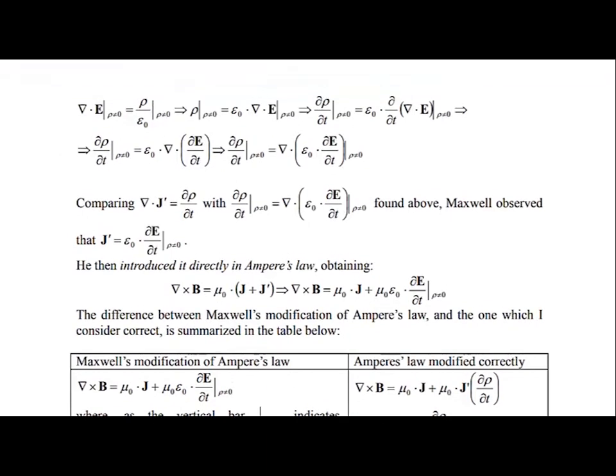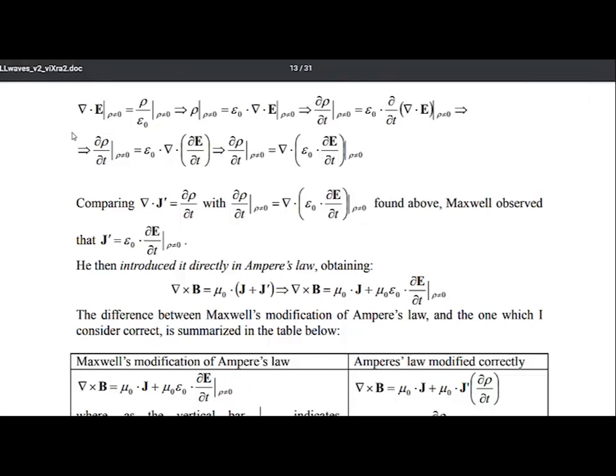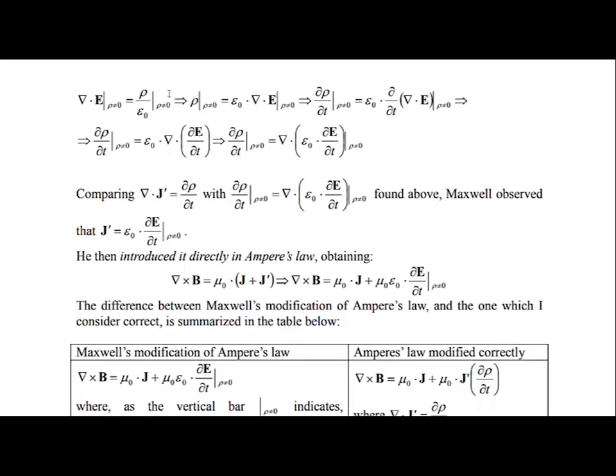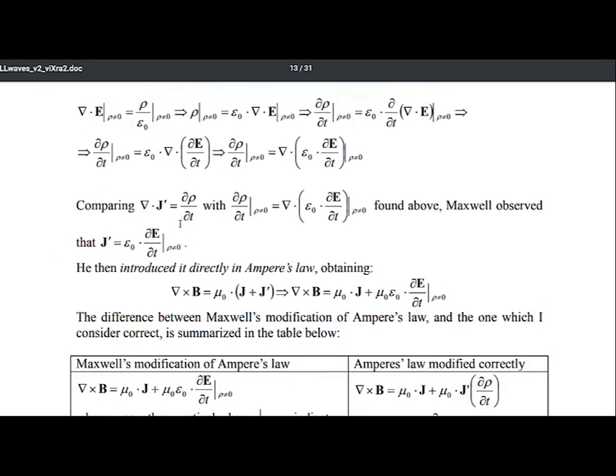but you can either look at the paper or press pause on your computer and go through these points. Basically he starts with Gauss's law, and he ends up with this new J prime term, which suggests that a changing electric field can create a magnetic field. And so he went through this whole manipulation and put this version of his derivation into the equation.